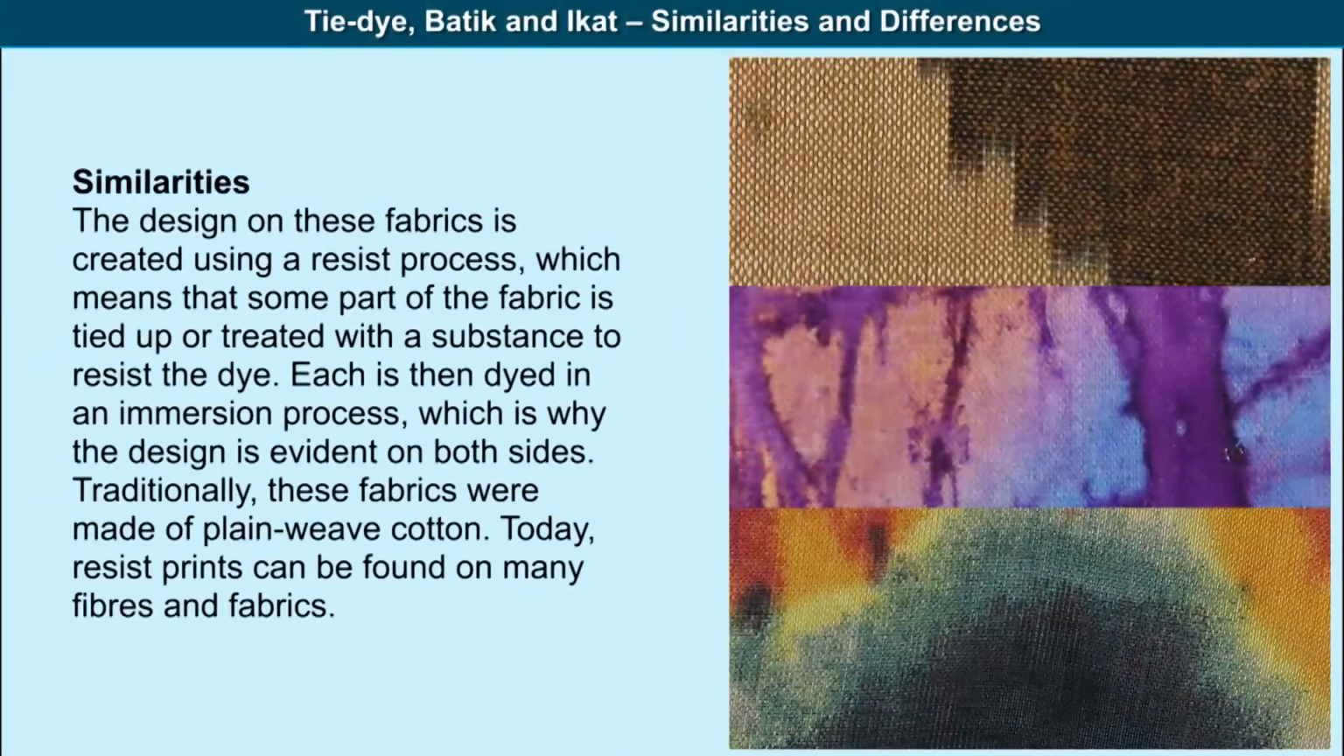Tie dye, batik and ikat have a lot of similarities. Some parts of the fabric are tied up or treated with a substance to resist the dye. Each is then dyed in an immersion process, which is why the design is evident on both sides. Traditionally, these fabrics were made of plain weave cotton. Today, resist prints can be found on many fibers and fabrics.